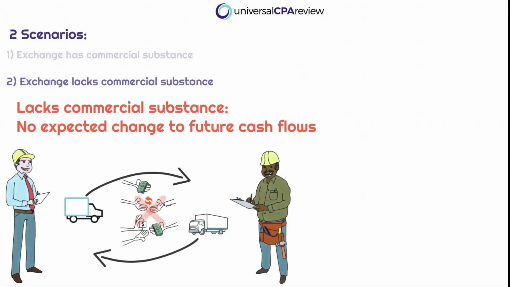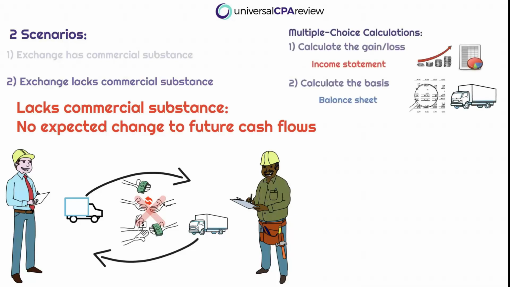Okay, so now diving into the good stuff. We're now diving into scenario number 2, and that is if the non-monetary exchange lacks commercial substance. It might not be explicitly stated in the question that the exchange lacks commercial substance. They might just tell you that there are no expected changes to future cash flows, right? The whole idea of having commercial substance is that future cash flows are expected to change if that commercial substance exists.